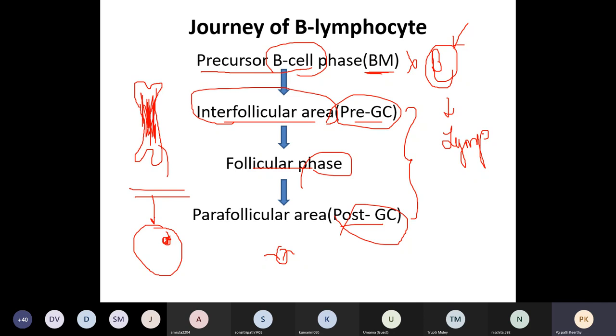Or if there is somebody, please unmute. Don't disturb me in between, okay? Unmute yourself. And third is, if something is going haywire, then what type of lymphoma can you expect there?